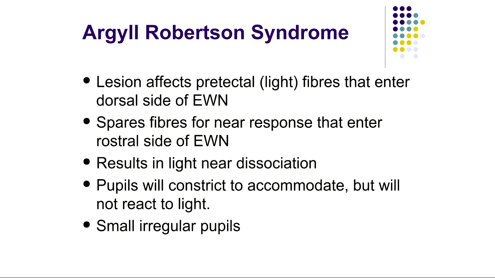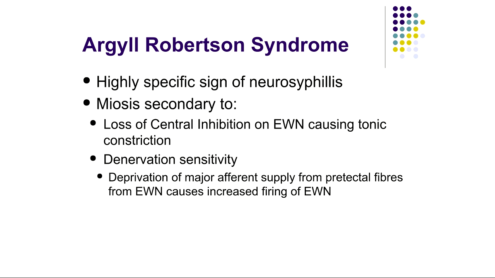For your Argyll-Robertson syndrome, these lesions affect the pretectal, which are the light fibers that enter the dorsal side of the Edinger-Westphal nucleus, but it spares the fibers for near response that enter the rostral side of the Edinger-Westphal nucleus. So this results in a light near dissociation. The pupils will constrict to accommodate, but they will not react to light. These patients have small, irregular pupils. And this is highly specific for neurosyphilis.